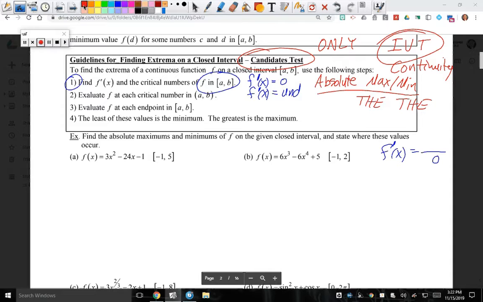Alright, next one. Evaluate f at each one that you find in step 1. So all the ones that you find, we're going to see what is that y value.